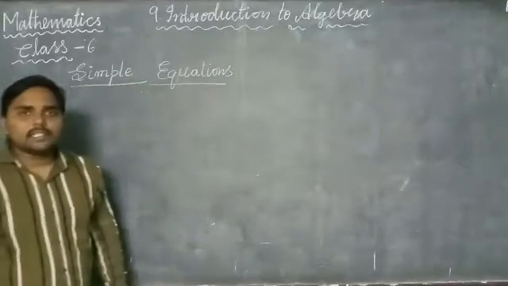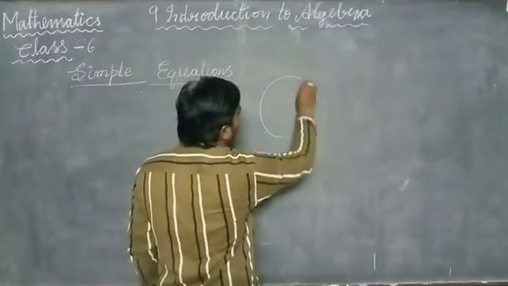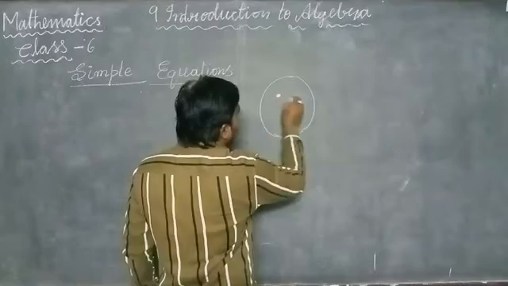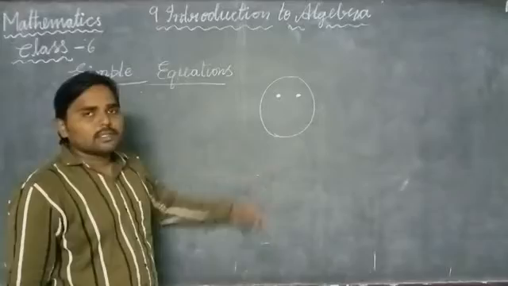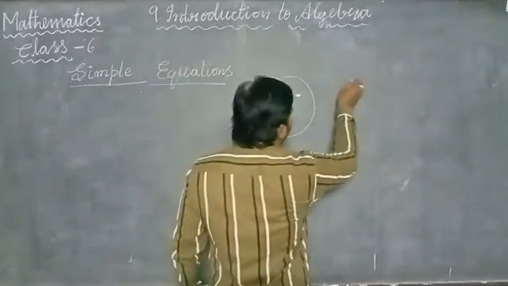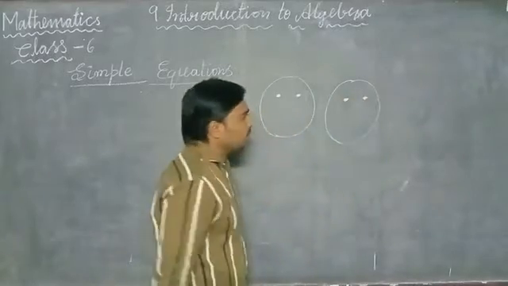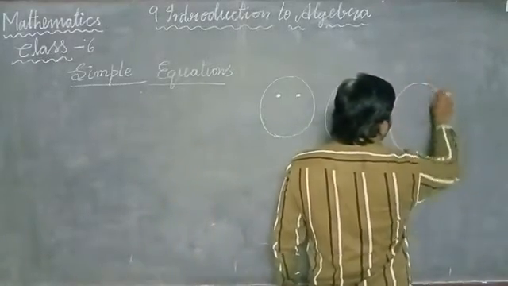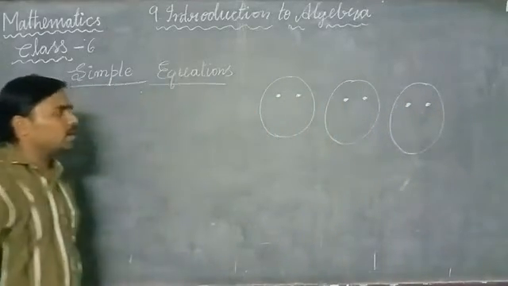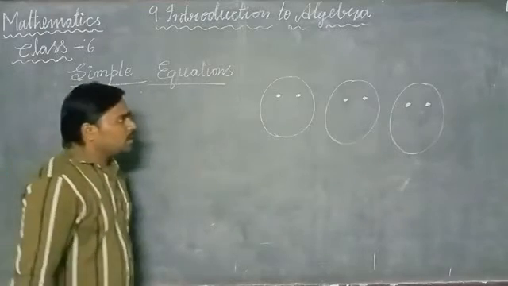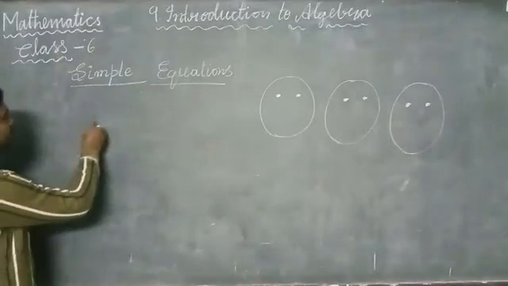Okay, in the earlier classes we have learned about how to write expressions with the variable. Let us assume that one face requires two dots. To draw two faces, it requires four dots. Then if we want to draw three faces, it requires six dots. In this way, what is the general pattern for the given diagrams?